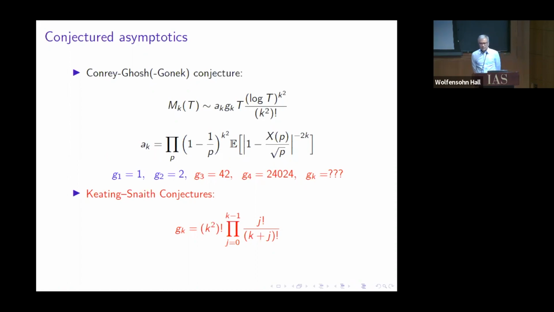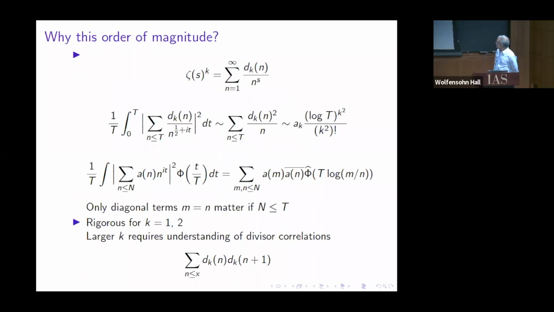I'll say again what A_k is from a slightly different point of view. So why should the moments of the zeta function have this order of magnitude? This is answering Alex's question again. If you formally write out the kth power of the zeta function, it looks like the k-divisor function d_k(n) over n to the s. So you can imagine that maybe some partial sum of this is some kind of good approximation to zeta of s to the k. It's not true, but we can pretend.